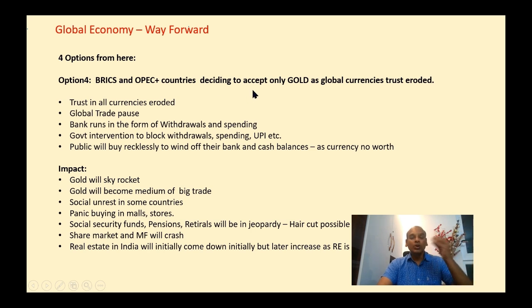I don't trust the currencies, because we have seen that even China has started printing now, bailing out. The US has bailed out. So the trust in all currencies will be eroded. Global trade will pause for a while. Bank runs will happen, not in terms of withdrawal but mostly in spending.